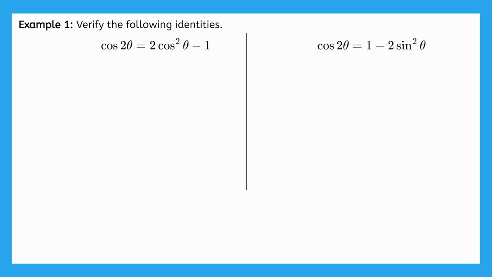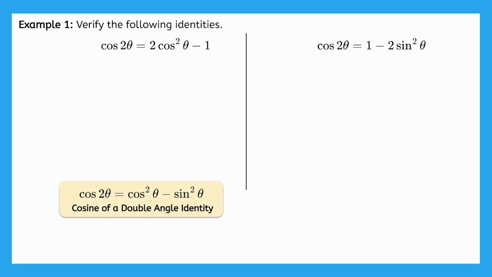Let's use what we just learned to verify these two identities. Notice how each of these are giving us different expressions for cosine of 2 theta, which we just proved is equal to cosine squared theta minus sine squared theta. Why then are these identities saying cosine of 2 theta is equal to something else? Is it possible to express cosine of 2 theta in more than one way? Let's try to verify them to find out. Remember to have your reference sheets handy.